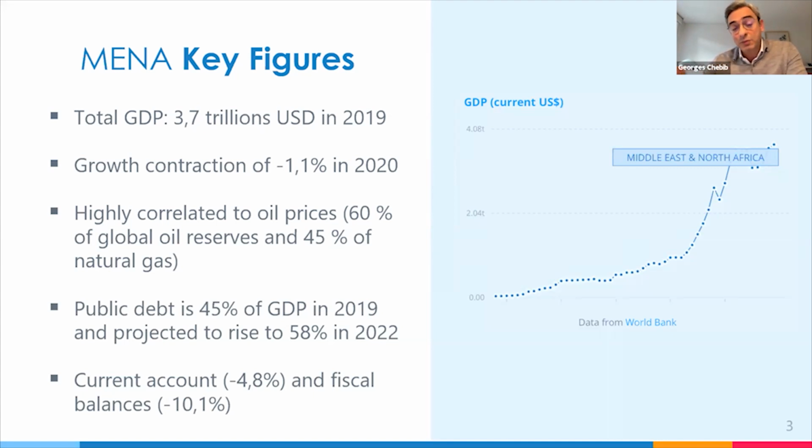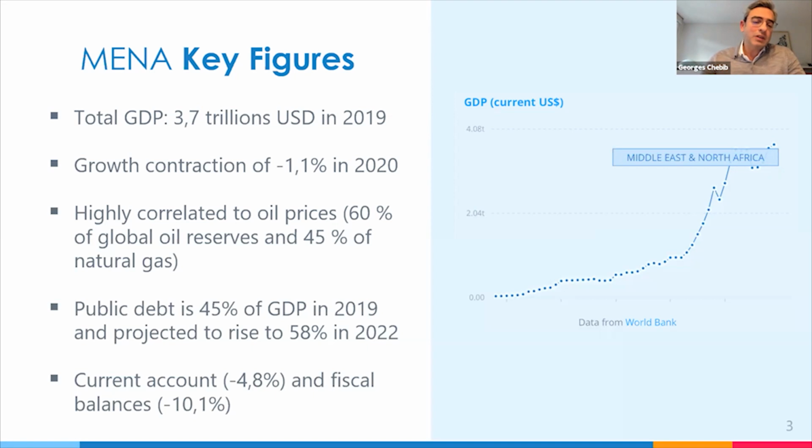It has witnessed in 2020, like many other parts of the world, growth contraction at minus 1.1 according to the last estimates. It's mostly due to the COVID crisis, but also to oil price plummeting. Which means that it's actually very highly correlated to oil price. The region has 60% of global oil reserves and 45% of natural gas. It's probably going to increase in the future, since you all know that we have big discoveries in the Eastern Mediterranean in gas and oil.